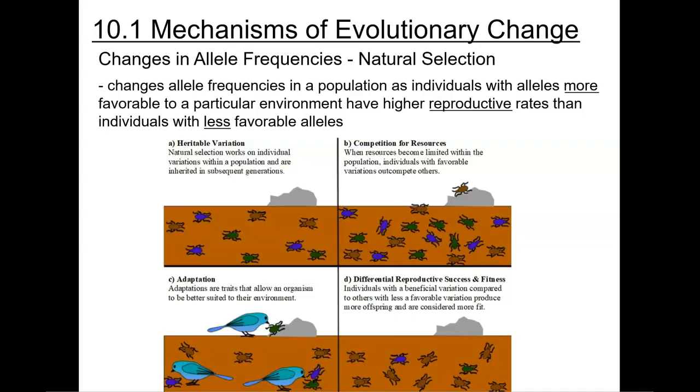Adaptation is where they have those traits that allow the organism to be better suited for the environment. The ones that are able to hide or camouflage themselves are going to be the ones that survive.